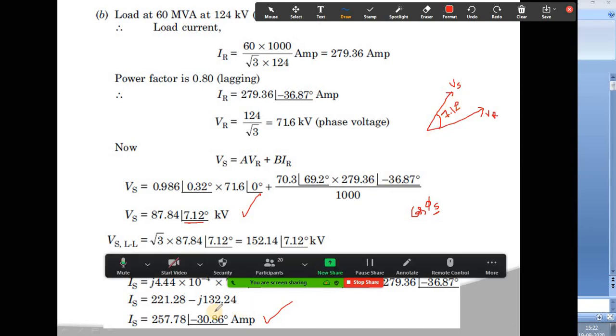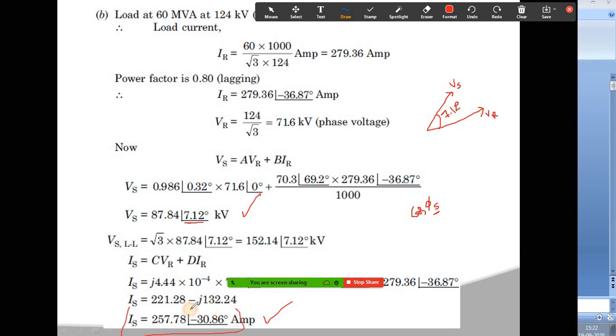And if you see for sending end current, the angle is negative here. So that means this Is is lagging the reference, that means this side you will get. So this is sending end current, which is having an angle of 30.86 degrees. Now this phi s angle is the angle between Vs and Is, so this total angle, that means 30.86 plus 7.12 degrees. So that is the power factor angle phi s. Then you can determine the power factor as cos of phi s.